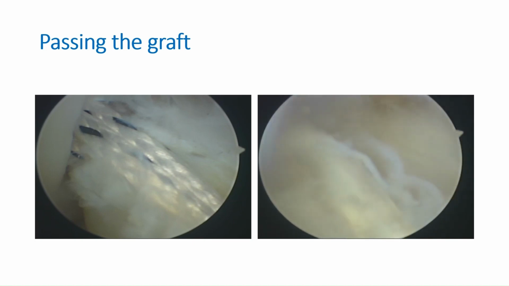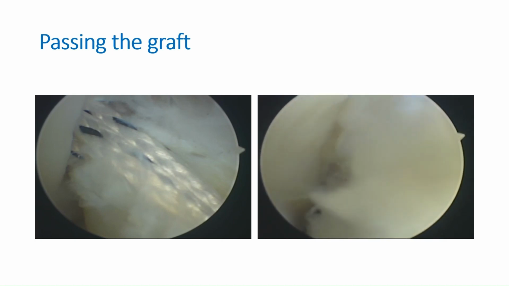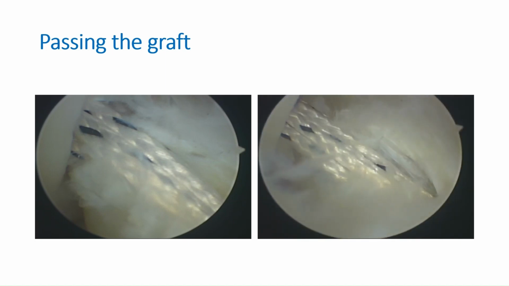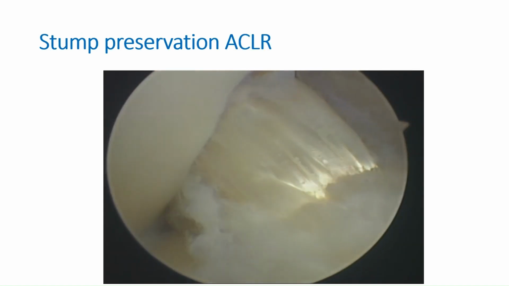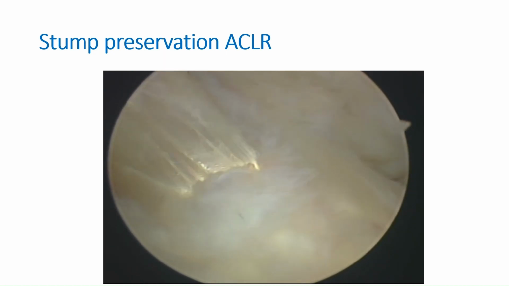So this is the graft and this is the native ACL, as we can see. So this is the graft surrounded by the native ACL, giving a proper collagen fill. We can see as we extend the knee that we have no impingement. So this is a stump preservation ACL reconstruction. You can see the graft going within the native ACL.